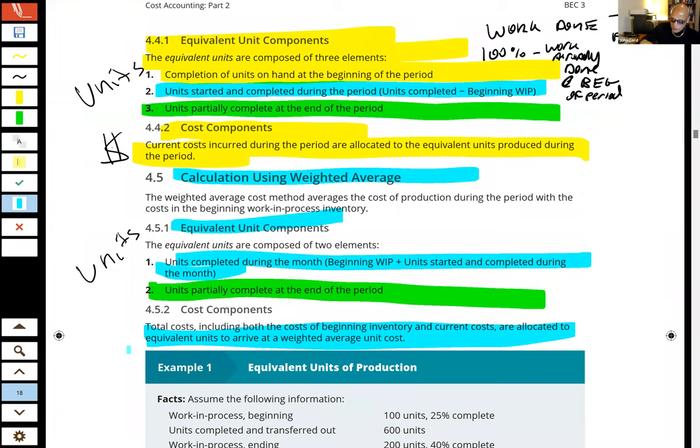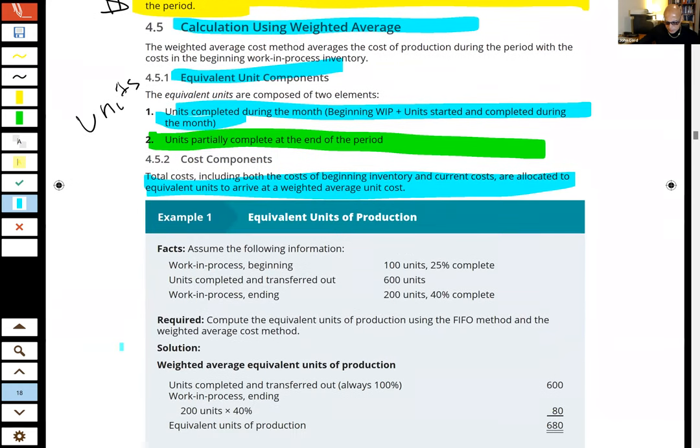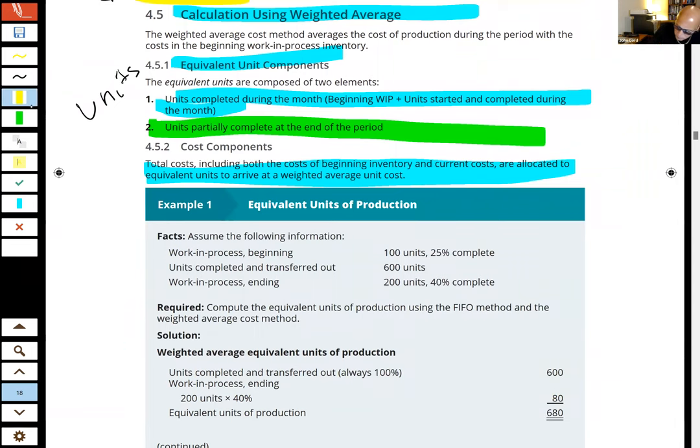Okay, good. So we come over and let's just take a look at how we'll do the equivalent units under the two methods. And I guess they start with FIFO here. Okay, it's always important to know what method you're using. We start with FIFO, and they tell us the work in process that was 25% complete at the beginning of the period, and they tell us that's 100 units. Units completed and transferred out. Now, if the question tells you the units completed and transferred out, then they're essentially telling you this is the equivalent number of units that you completed and transferred out for the period.